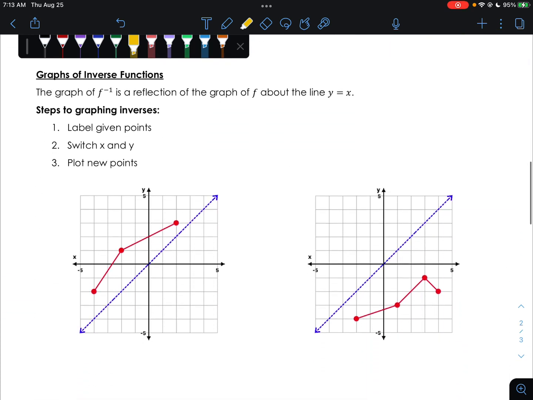Okay, now the last part is just graphing inverse functions. So all we're going to do is reflect the inverse over the line y equals x, which means basically all we're doing is switching the x and the y and plotting the new points. So I have some steps to help you out if you need them. First, you're going to label the given points. So let's start off by doing that.